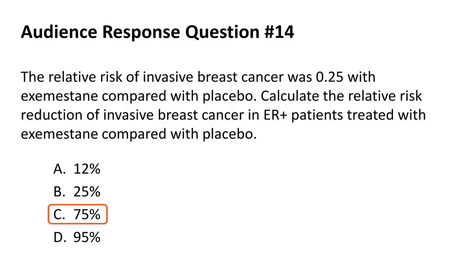The correct answer is C, 75%. So remember back from the beginning of this presentation, we said to calculate the relative risk reduction, you subtracted the relative risk from 1. So that means we have 1 minus 0.25, which would equal 0.75. And then converting that to a percent is 75%.